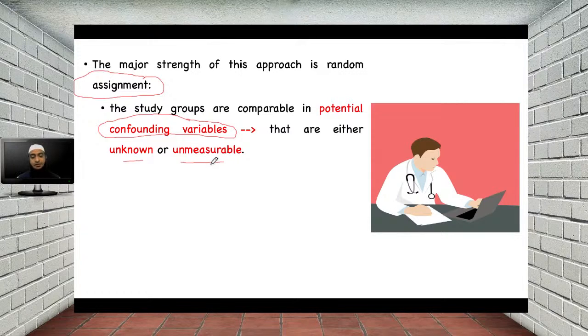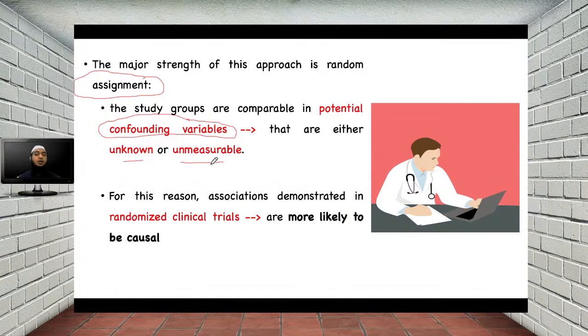So this is the first strength. The second strength is that, for this reason, the associations demonstrated in the randomized clinical trial are likely to be causal associations. What do you mean by causal association? You are not aware whether the problem produced by the drug is really due to the drug, or due to some genetic abnormality in the patient.